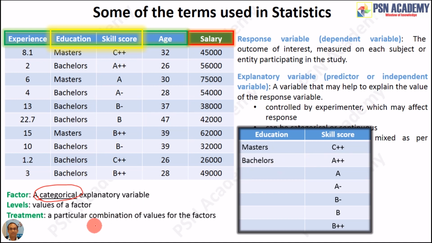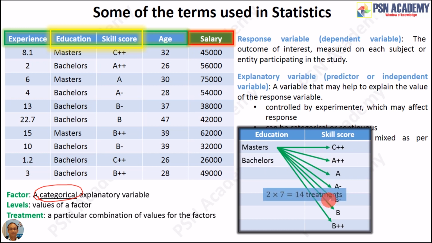Now we go with the treatment. It is a particular combination of values for the factors. That means masters can be combined with C++ and we have a treatment. We can also have a combination of masters with A++ and that is a different treatment. So we can have treatments like this. So we have 7 treatments in total with masters. Also with bachelors, we can have 7 treatments like this. So in total, we can have 14 treatments.